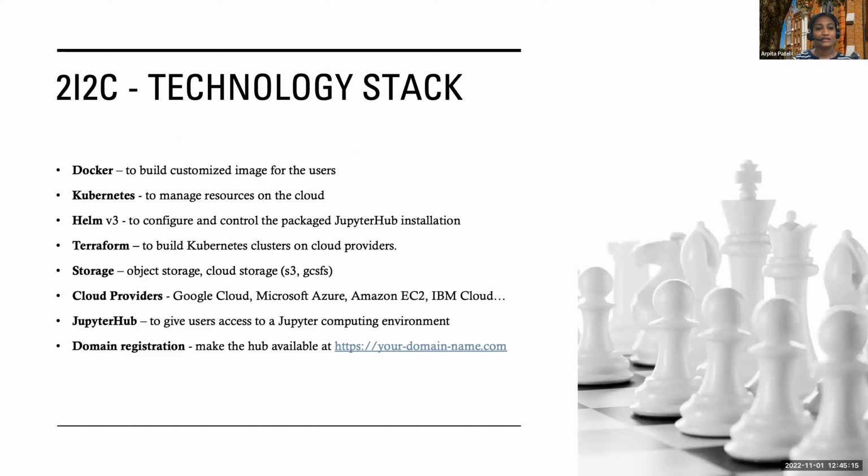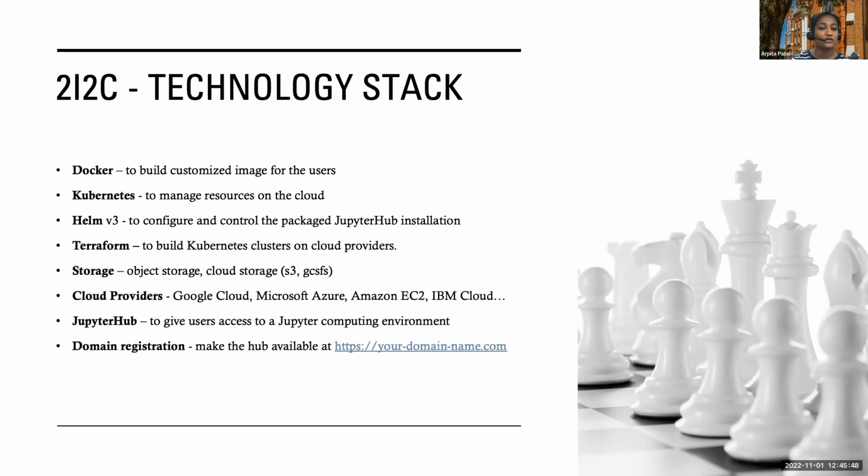So these are the latest technologies that 2I2C is using right now. They're using Docker to containerize the image, Kubernetes to clusterize the cloud, and they also use Helm charts to deploy the containers using package installations. And they use Terraform, which is infrastructure as code that we can use and deploy to any of the cloud systems or to on-premise infrastructure.